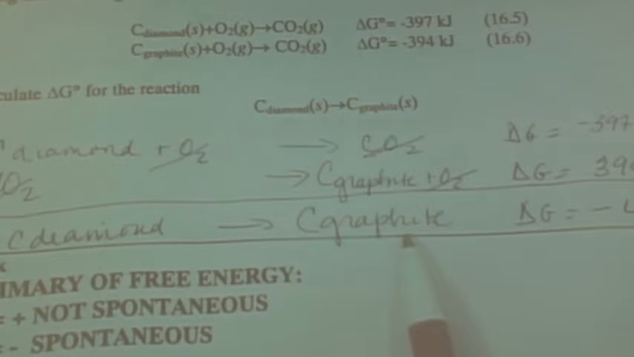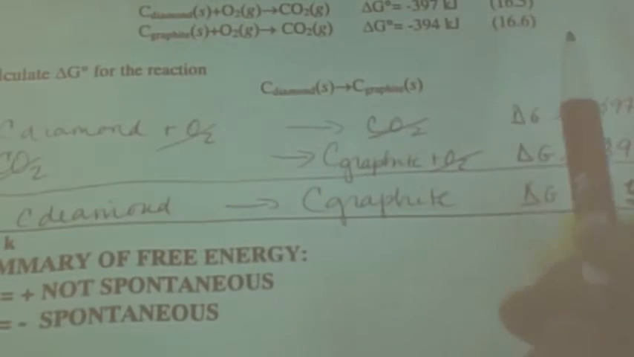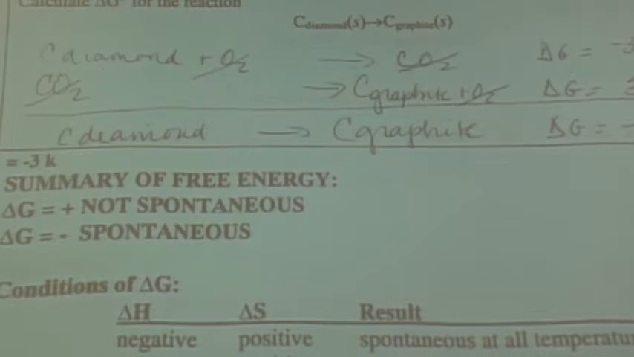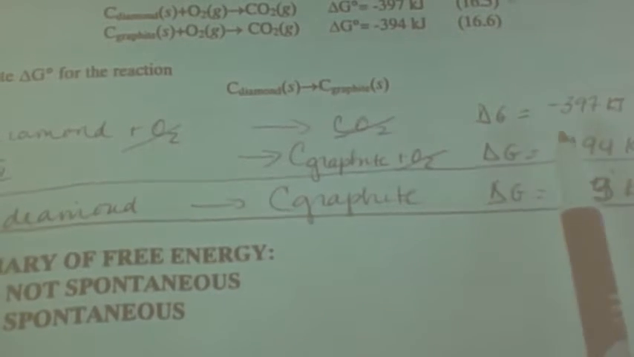Isn't that a negative 3? Yes, negative 3. This is the examples in the book. No, negative 3. Okay, my math skills are mad, aren't they? Negative 397 plus 394, and I get negative 3.